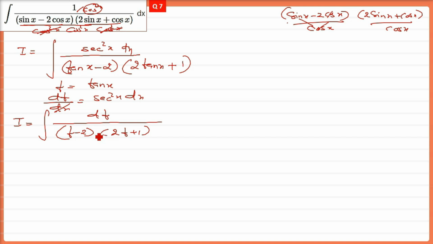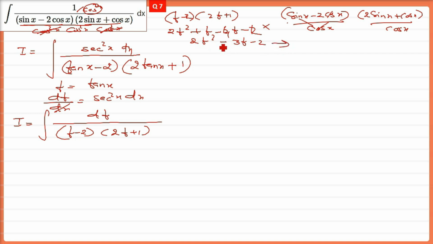If you don't remember it right now, the best way is to multiply it. Let's multiply (t minus 2) into (2t plus 1). When you multiply t minus 2 with 2t plus 1, what are you going to get? Simply multiply each term by the other term. All the terms have to be multiplied at least once. So it will be 2t square minus 3t minus 2.